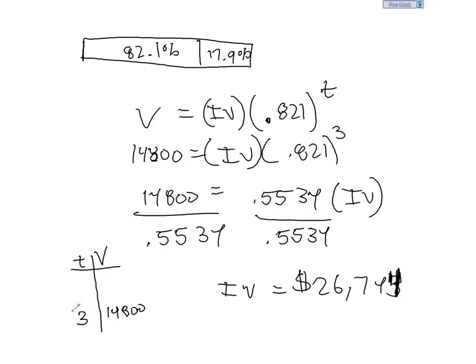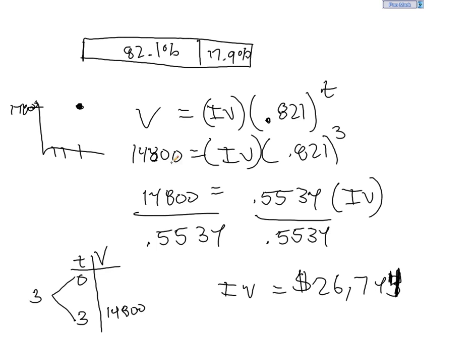Another way of thinking about this is I know the point (3, 14,800) on the graph. I know that that point is 3, 14,800. And I need to figure out what needs to happen if I go back in time. So in other words, if I undo 3 years to get back to 0, well, what would I have to do to get from 0 to 3?